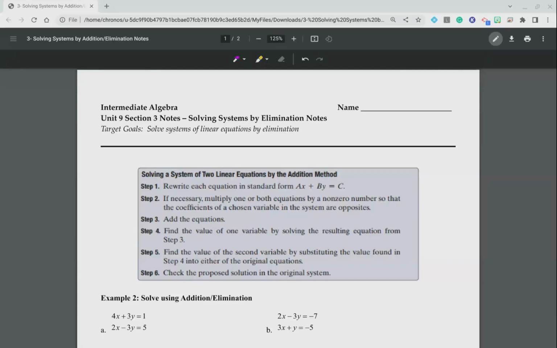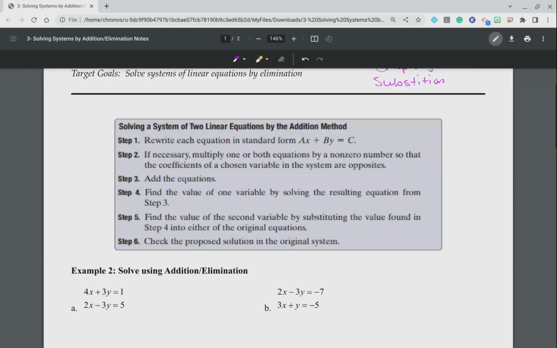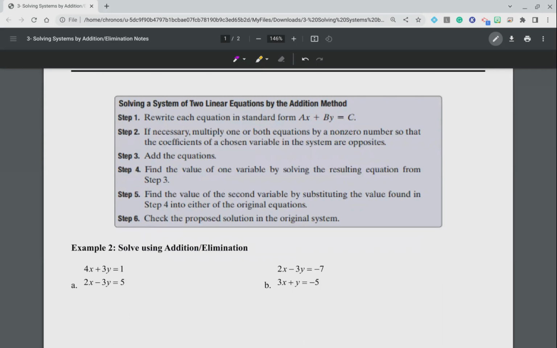So today we're going to learn another method of solving systems of equations. So far we've done graphing and we've done substitution. And today we're going to learn a third way, which is by a method called elimination. Okay, so I'm going to follow these steps and walk you through the first example here.